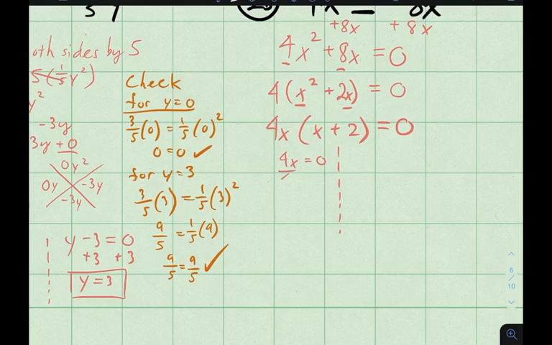Solving, like yesterday. 4x equals 0, divide by 4, x has to equal 0. On this side, x plus 2 equals 0. So x has to equal -2.